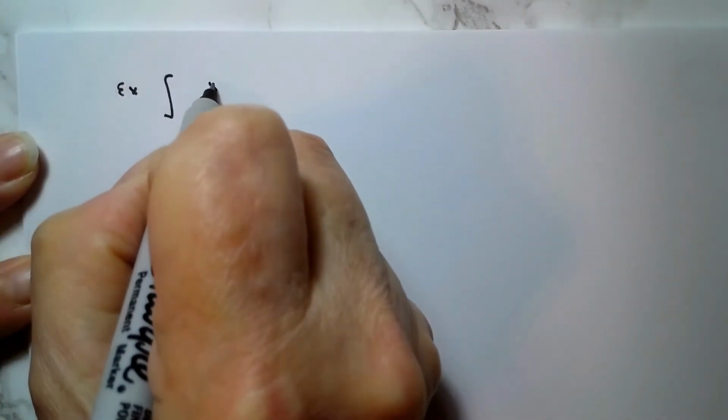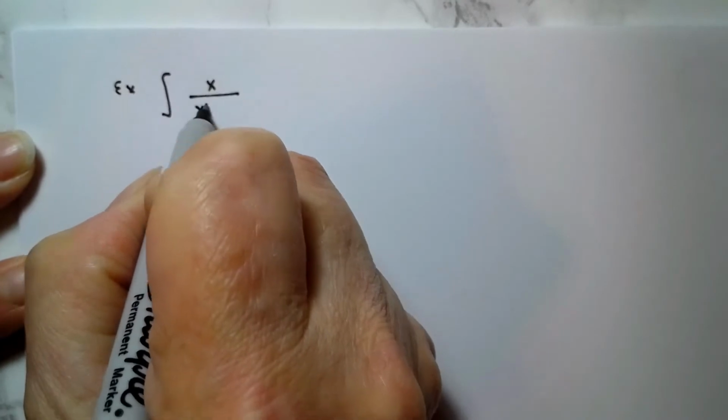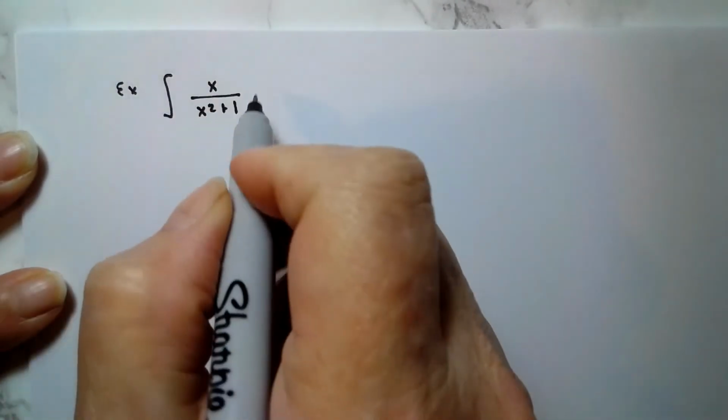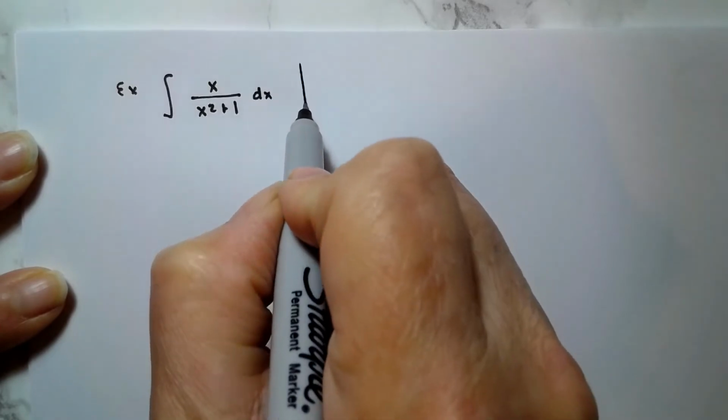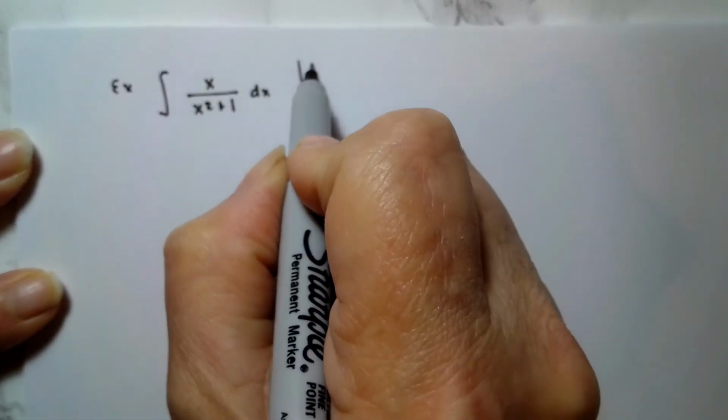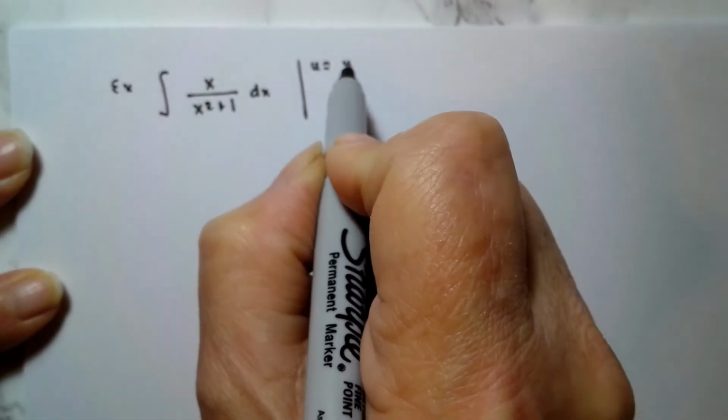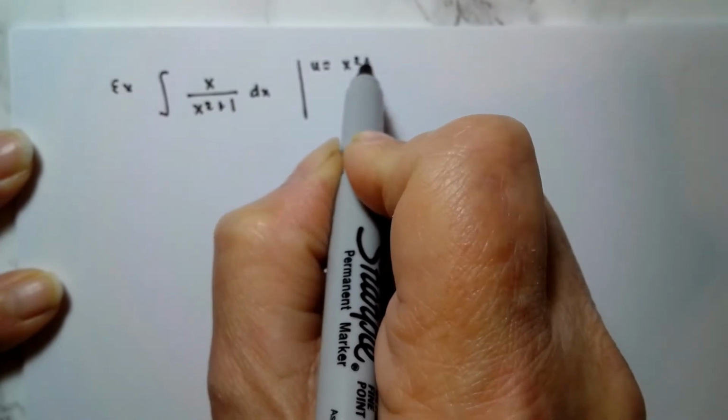Alrighty, so how about maybe we have the integral of x over x squared plus 1 dx. So now I have a denominator, and that's the first thing I want to look at. I'm going to let u equal my denominator. My denominator is going to be the so-called inner function.